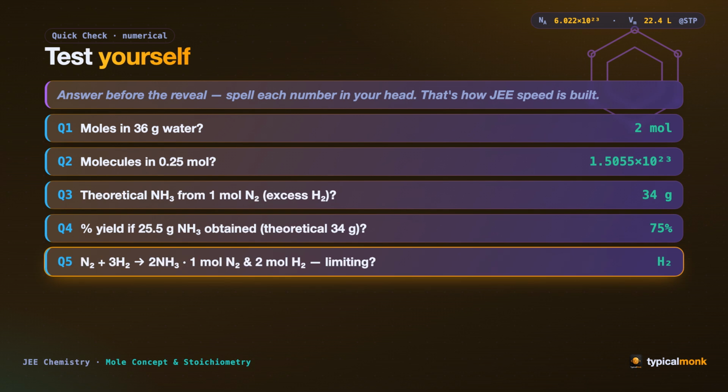And question 5. The thinker. In N2 + 3H2 gives 2NH3, you have 1 mole of nitrogen and 2 moles of hydrogen. Which one is limiting? Careful. 1 mole of nitrogen demands 3 moles of hydrogen, but you have only 2. This time, hydrogen runs out first. Hydrogen is the limiting reagent. If you quote that reversal, you have truly understood today's class.